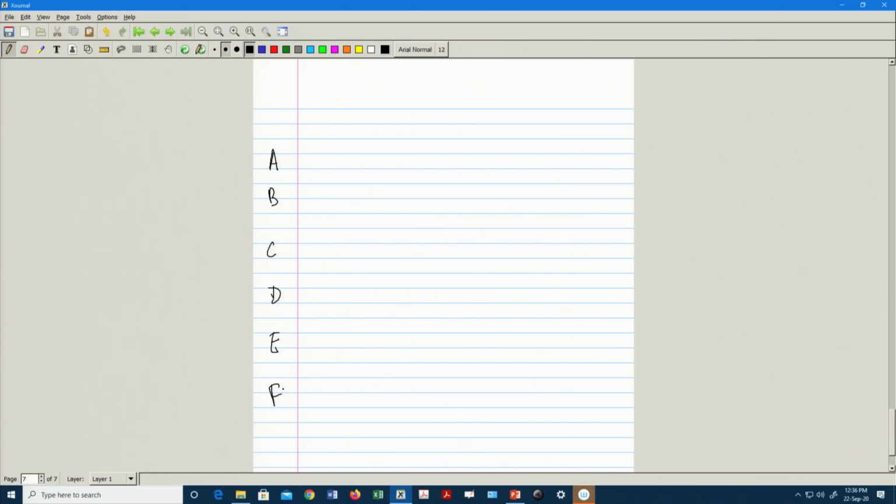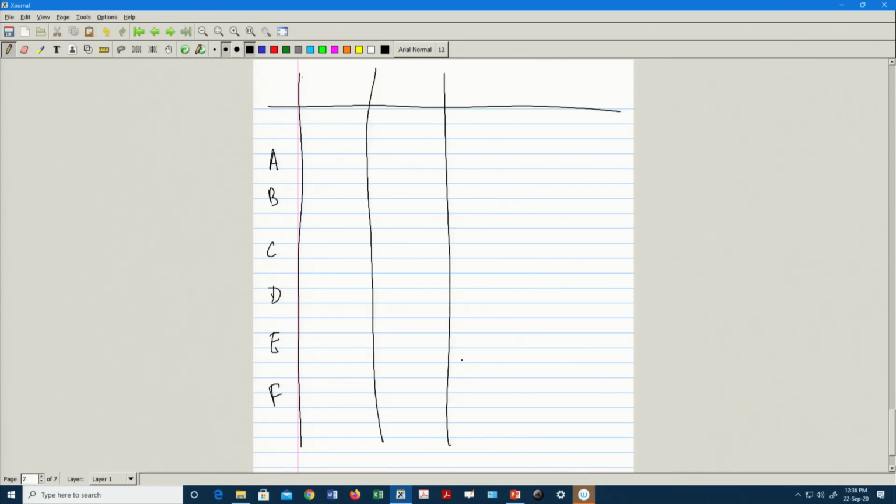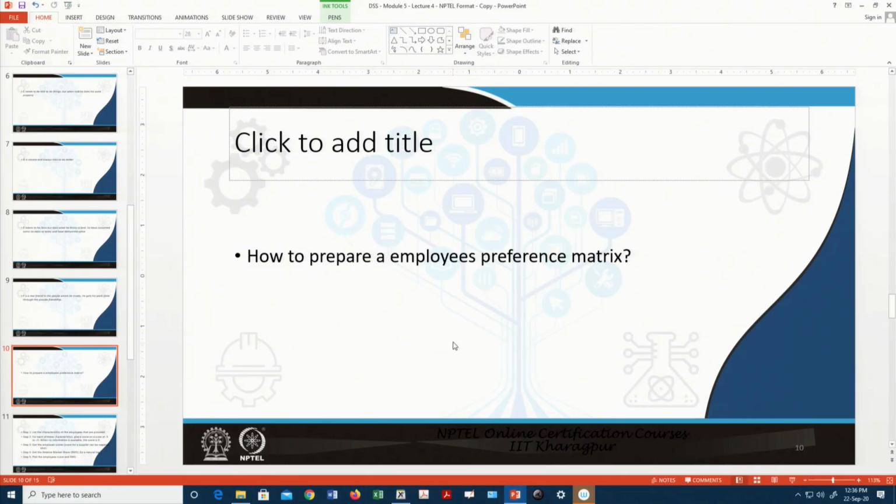Okay. We have these 6 employees. And what we now need is information. It may be there or not, it depends on what information you collect or what information is available with you. There will be many such pieces of information for each of these employees. So, let us see what we are doing.